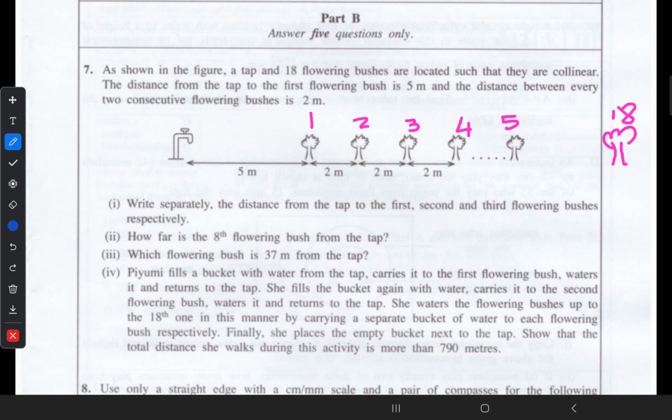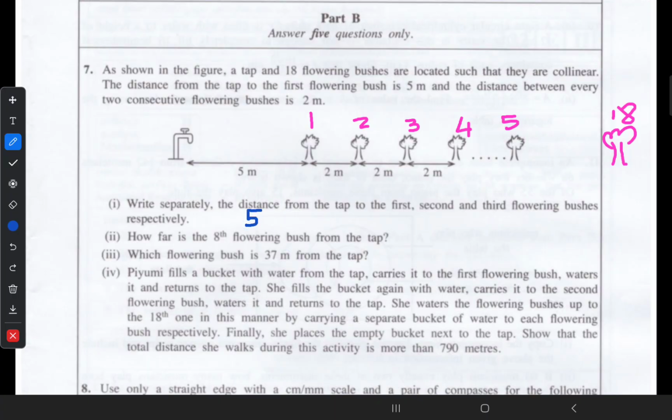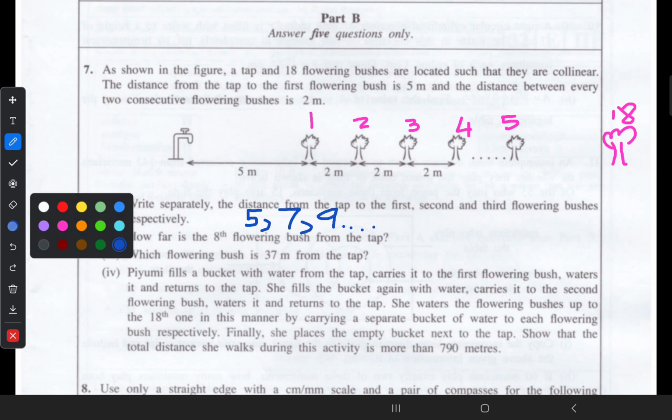Right, separately, the distance from the tap to the first, second, third flowering bushes respectively. So for the first bush, it is 5 meters apart, you can write only 5. Then thereafter, the second bush is located 7 meters apart. The third one is 9 meters apart. So this would be the arithmetic progression we need to concern.